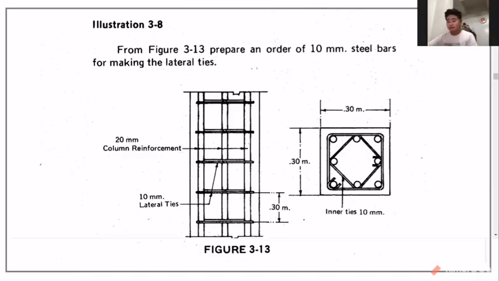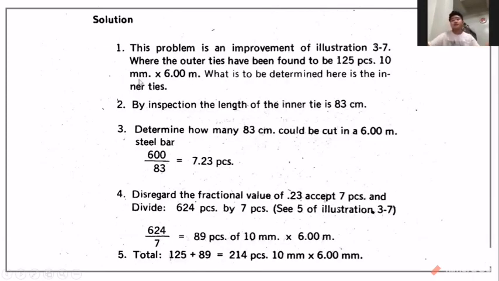For illustration 3-8, from figure 3-13, this is our figure. Prepare an order of 10 millimeter steel bars for making the lateral ties. This is the solution. This problem is an improvement, or let's say a continuation, of illustration 3-7. The outer ties have been found to be 125 pieces of 10 millimeter by 6 meter steel bars. So what is to be determined here is the inner ties.